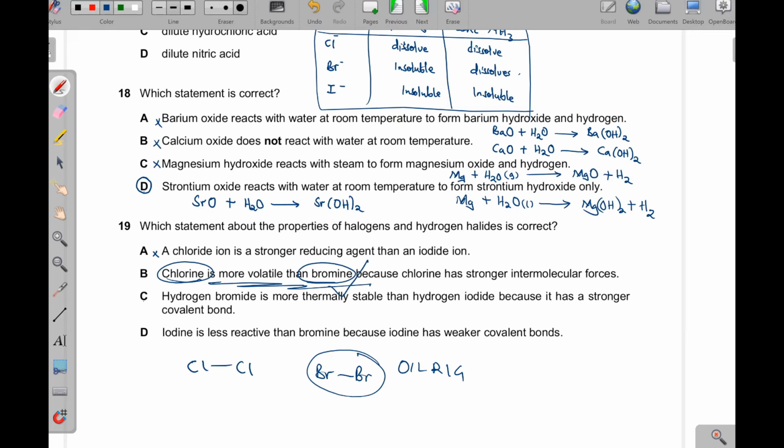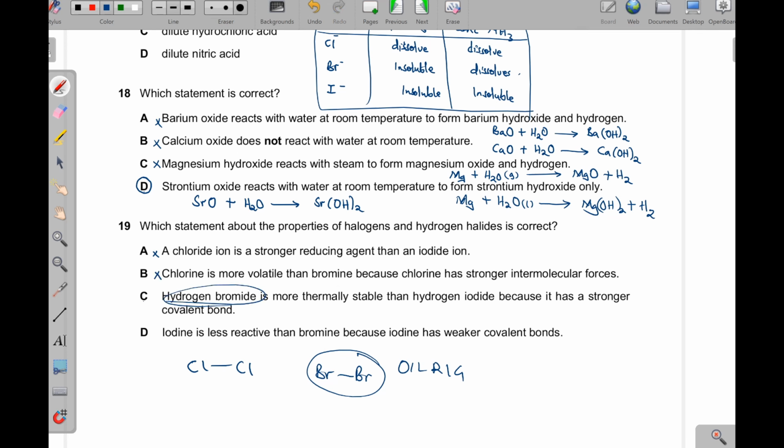Okay, so chlorine, they are saying, is more volatile than bromine. Yes, it is true. But what is the reason? Chlorine has stronger intermolecular forces. How can it have stronger intermolecular forces? And then it is a gas. The one that has stronger intermolecular forces is bromine. That's why they are able to hold it as a liquid at room temperature. So this is off.